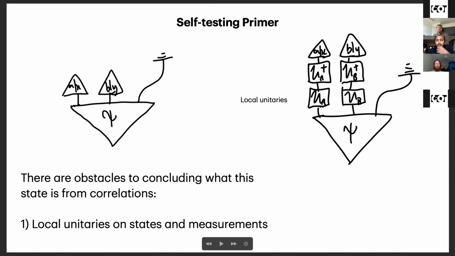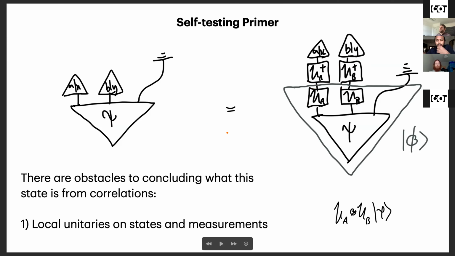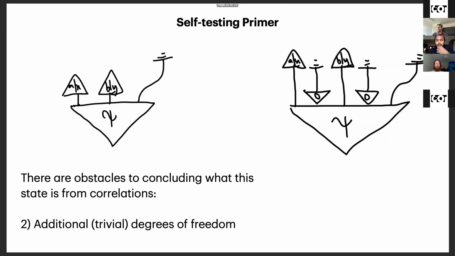So a more obvious kind of constraint is if I apply a local unitary to the A system and a local unitary to the B system, and then before I make my measurement, I apply another unitary that undoes the original unitary, right? This gives me exactly the same statistics. But now the issue is, okay, I was trying to self-test maybe a particular state here, but now I've got another state over here, phi. So this is an obstacle to saying what the exact state is that the parties are sharing, because you're allowed this freedom in the local unitaries. And these unitaries can be applied to the states and the measurements.